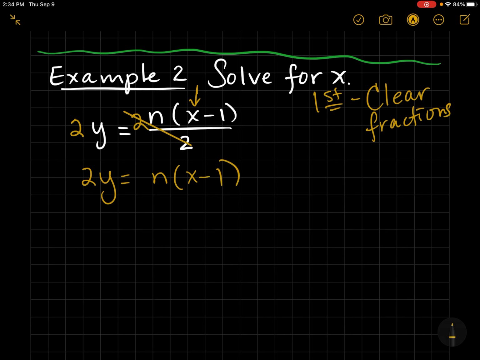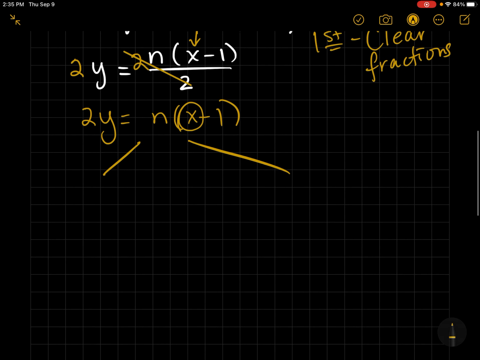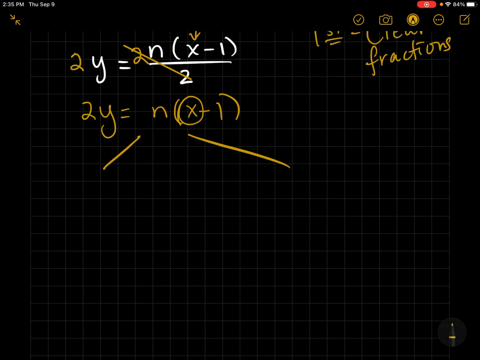At this point, you have a couple of choices. You can distribute the n, but I wouldn't, because my goal is to get x by itself. Let me show you both ways. Here's one way. You can start off by distributing the n. And now I want to get x by itself. So I'm going to add n to both sides. Stay focused. x is the goal.